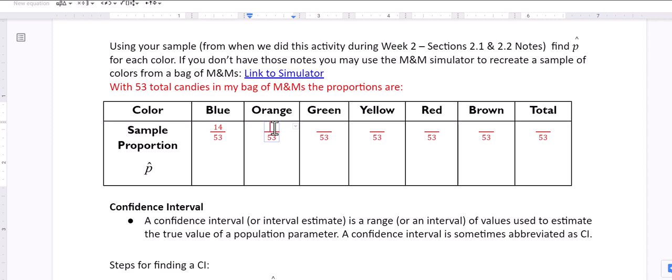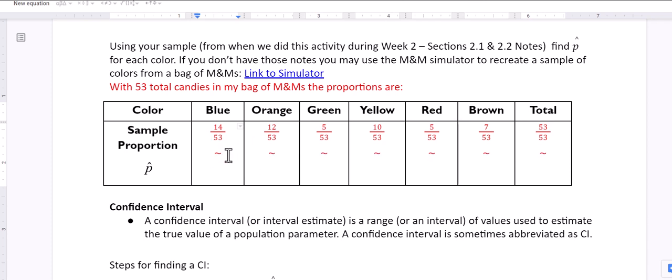My orange candies, I had 12. For green candies, I got 5. Yellow, I had 10 out of 53, all of these. And then 5 and 7. So if I add all of these, I should get 53 out of 53, which is then 1, right? All of these proportions should add up to 1. And let's find the decimal as well.